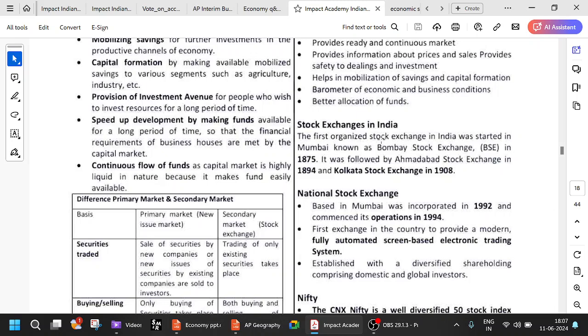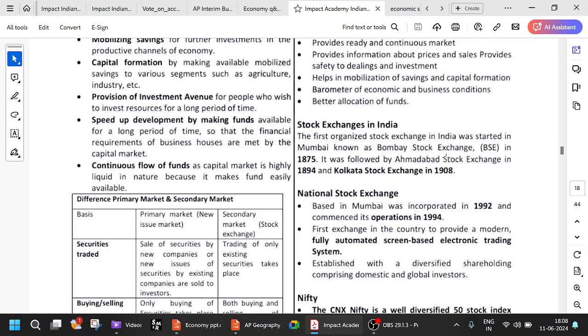Now, if you look at the stock exchanges in India, the first organized stock exchange was started in Mumbai, known as the Bombay Stock Exchange. Many people will think the first one is the National Stock Exchange, but no. Bombay Stock Exchange in 1875 is the first one. At that time only we had the Bombay Stock Exchange.